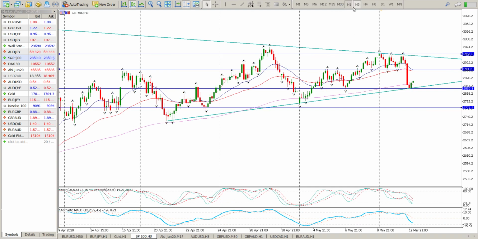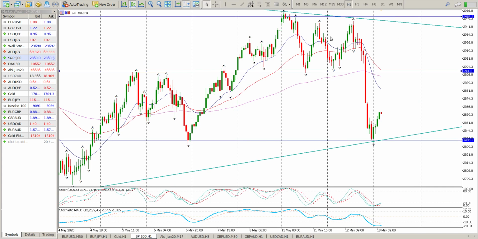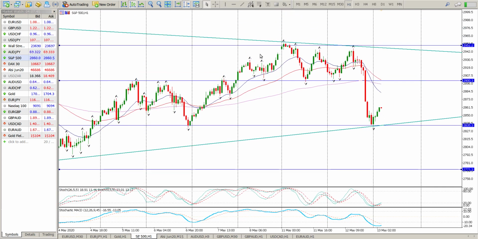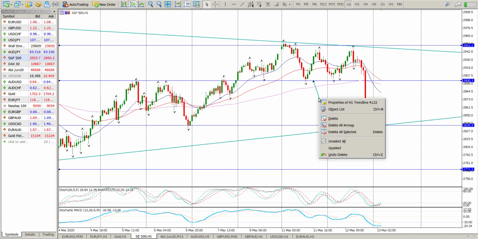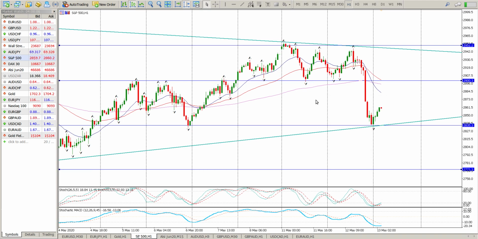The other thing that did transpire yesterday was we had this range break here. So basically 3 days in the range, and then going into the close, well, actually right at the close, we broke down and the range target was hit.